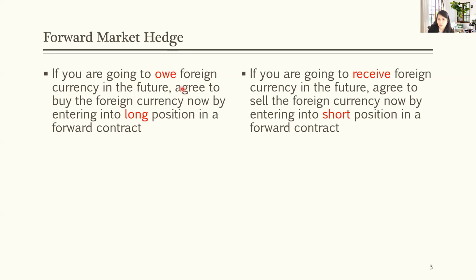Alternatively, if I expect to receive the foreign currency, so if I expect to take a long position in the foreign currency in the future, then I want to take a short position in the forward contract to offset any movements in my account receivable, right? This is something that we talked about before in week 5.